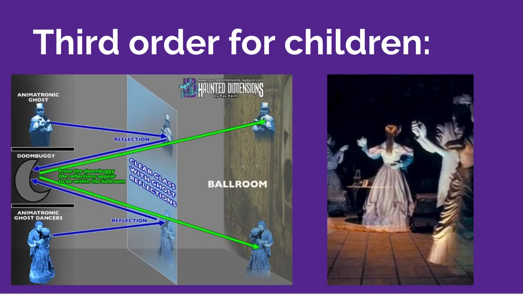So I'm going to talk about third order for children because most people know that there are not ghosts, and if they are, they definitely are not in the Haunted Mansion dancing around, although I wish they were. On the left-hand photo, you can see how they do it. This is called the Pepper's Ghost effect, and to children this is very convincing because the animatronics are see-through, but in real life they are above and below you, and it is just the reflection in the glass in front of you that shows this.